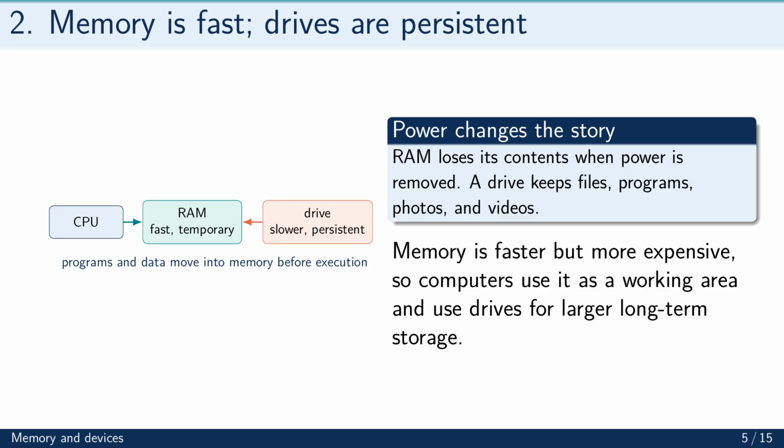This relationship explains why adding memory can improve responsiveness. More of the active program and its data can remain in the fast working area. The basic pattern is speed in memory, persistence on the drive, and movement between them.